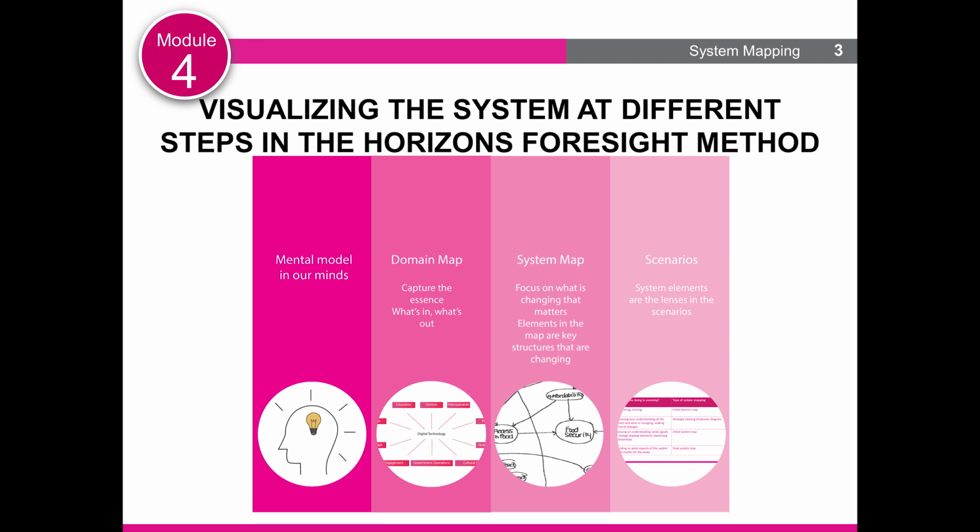We develop a domain diagram to inform what is in and what is out of the scope of the study. Next, we try to develop a more detailed system map to better understand some of the underlying layers of the higher level domain map elements. And finally, the elements in the system map become the lenses through which we view the system in the scenarios.